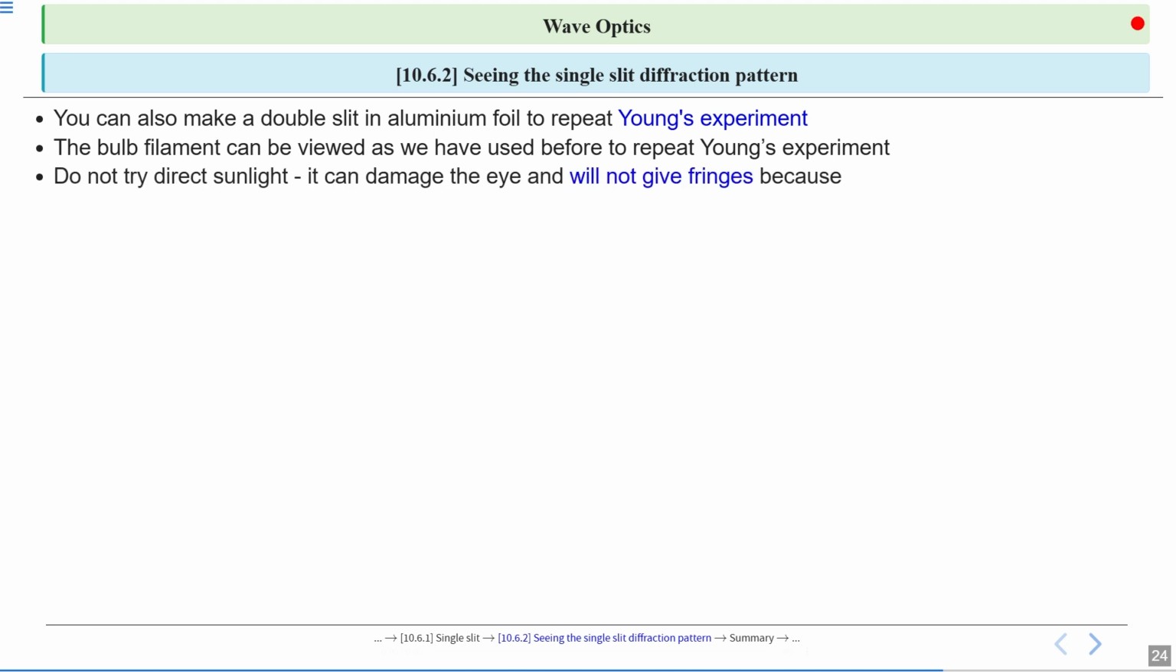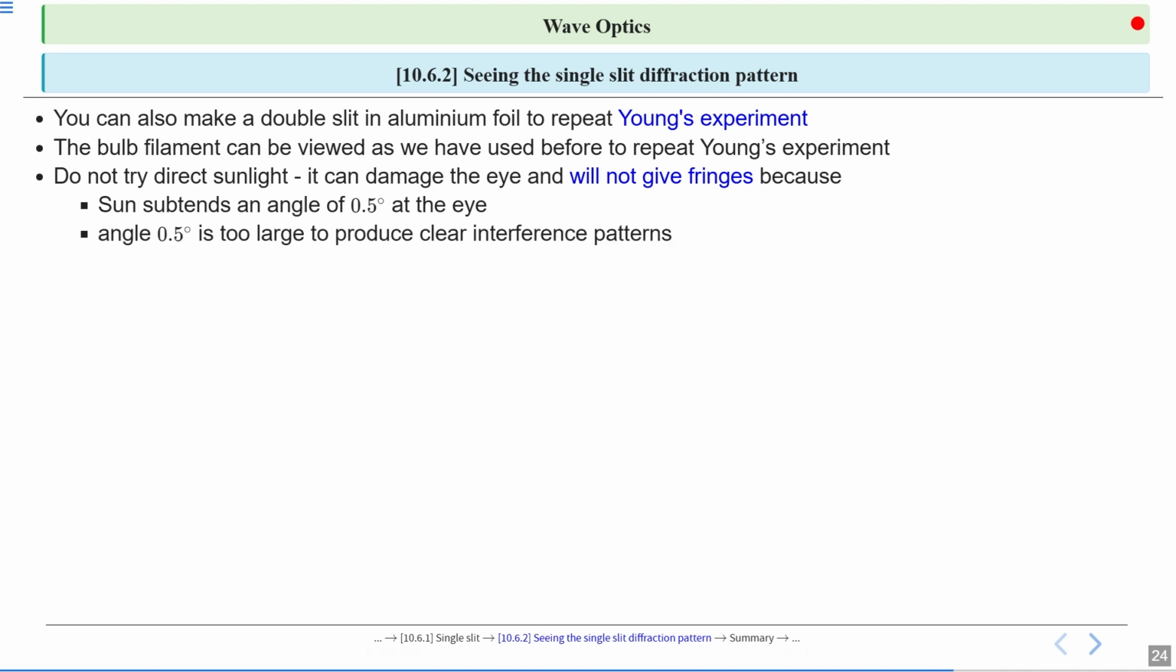Now let's talk about why direct sunlight isn't suitable for this experiment. It's important to avoid using sunlight because it can damage your eyes and won't produce the interference pattern we are looking for. The sun subtends an angle of 0.5 degrees at the eye. An angle of 0.5 degrees is too large to produce clear interference patterns. This is because the light from the sun is not coherent enough to create the distinct fringes we want to observe.